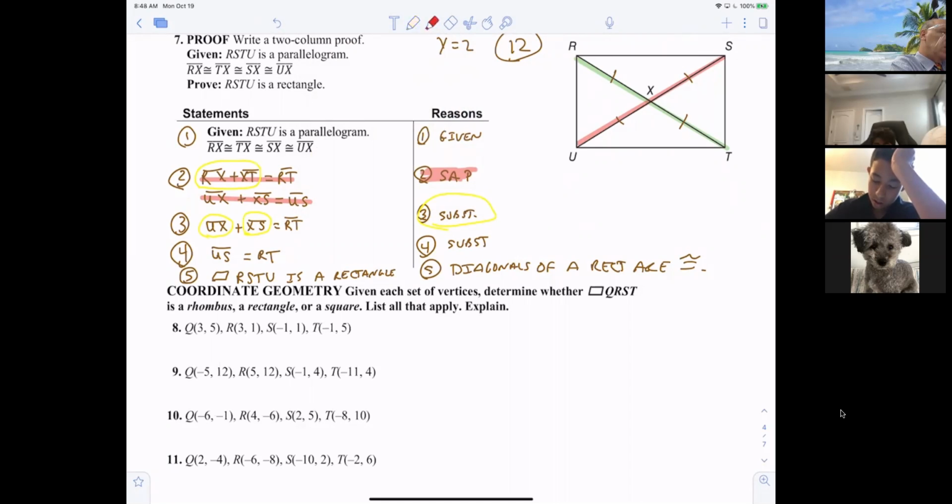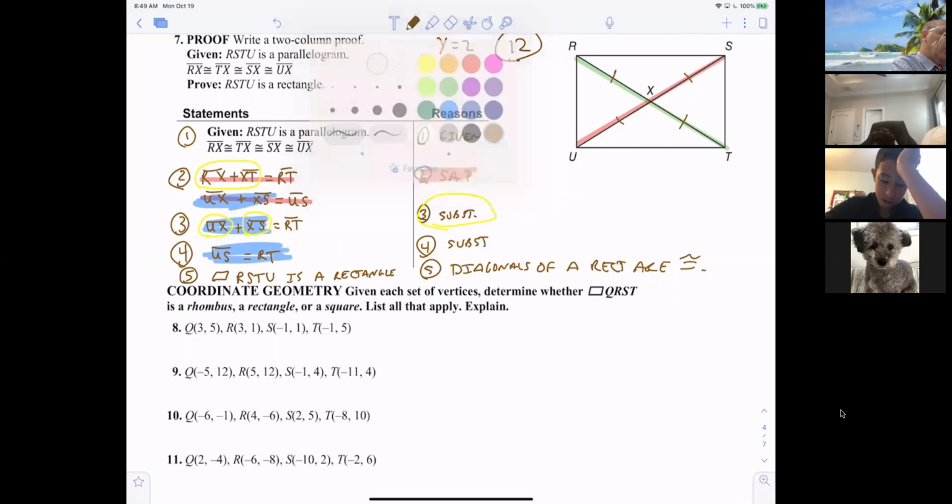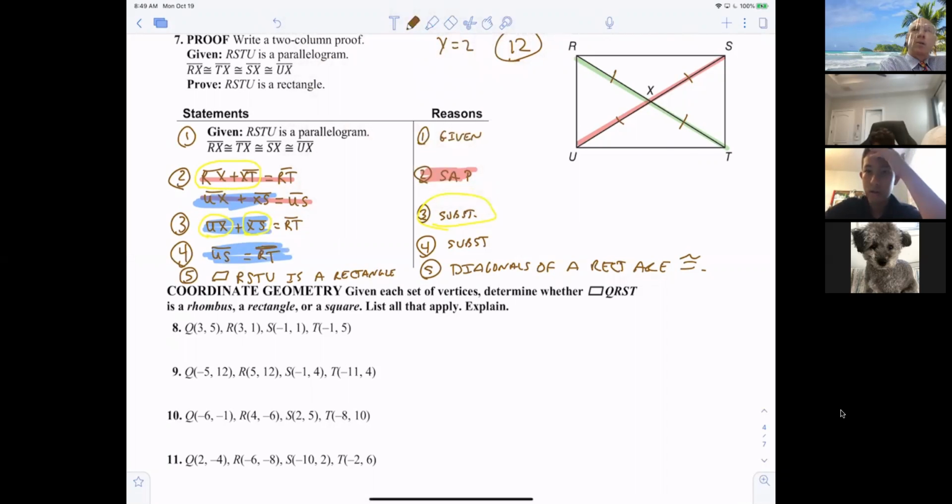Now, if you're a little confused, I understand. This right here is exactly the same as this right there. So because those are equal, then I knew that US was equal to RT. Anybody have an issue with that? And those are what now? Those are the diagonals. Everybody okay with that?